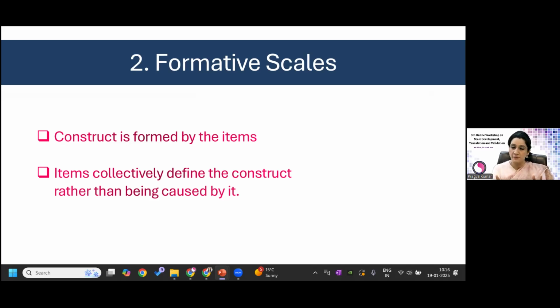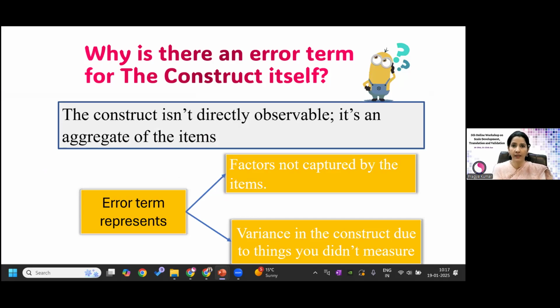And one major difference is, if you drop one item from a formative scale, then your measurement is not complete. But in case of a reflective scale, like yesterday we were discussing, even if some item is not performing well or its correlation is less, then you can definitely drop that item from your scale. Still, the other items will measure your reflective construct. So in case of a formative scale, the error is there at the construct level. Why is it there at the construct level?